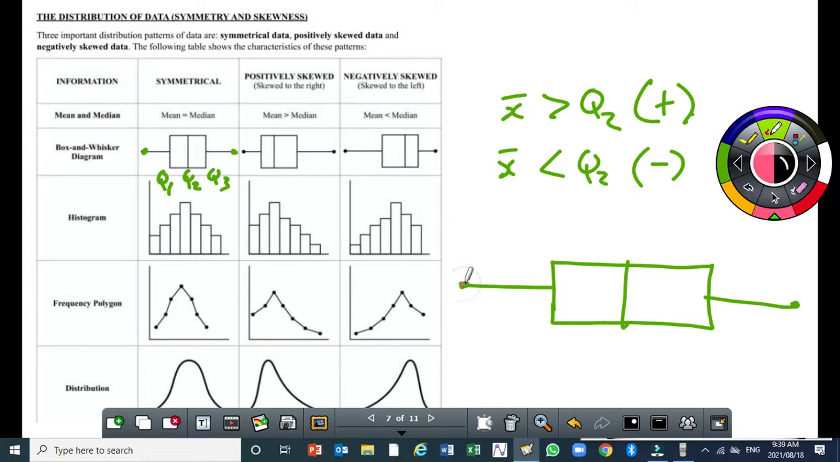This point here is the minimum value of the data set. This one here will be the maximum. This one here is the median, Q2. This one will be your Q1, the first quartile. Then that one will be your third quartile, or your upper quartile, which is, in actual fact, Q3, the median of the second half of the data set. Q1 is the median of the first half of the data set. Q2 is the median of the full data set. You did that in grade 10.